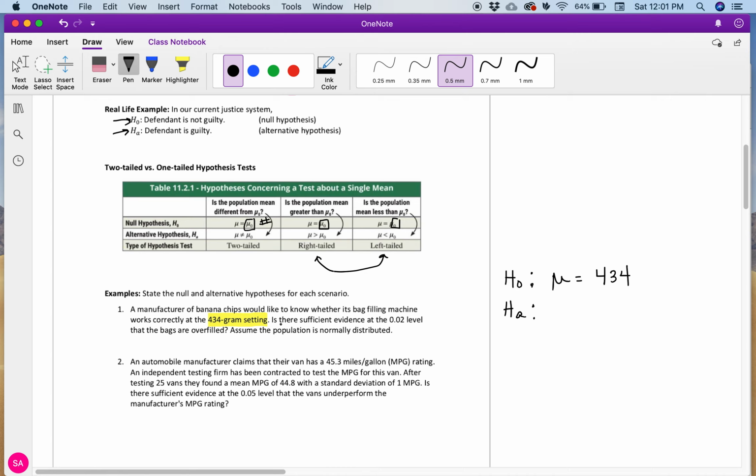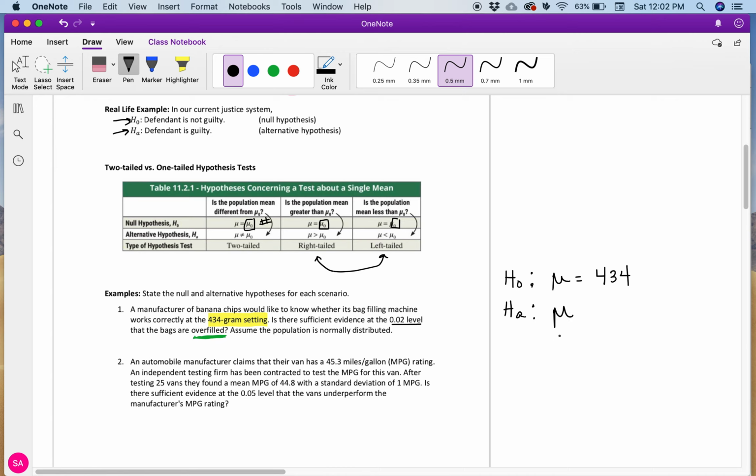However, they want to know, is there sufficient evidence at the 0.02 level? This level business we'll talk about shortly. Don't worry about it right now. But is there sufficient evidence at that level that the bags are overfilled? Keyword there, overfilled. I should have highlighted, but I'm going to underline. So this is what we're going to use to build our alternative hypothesis.